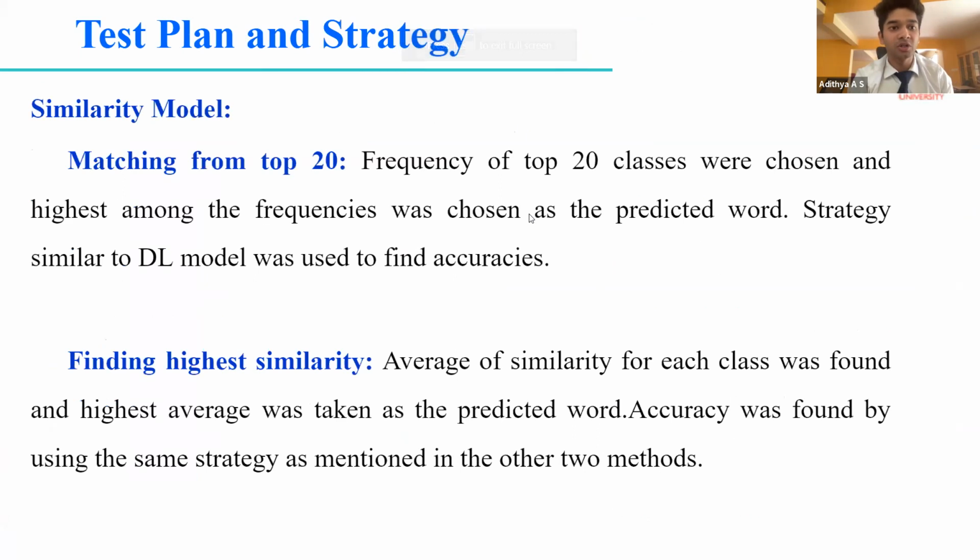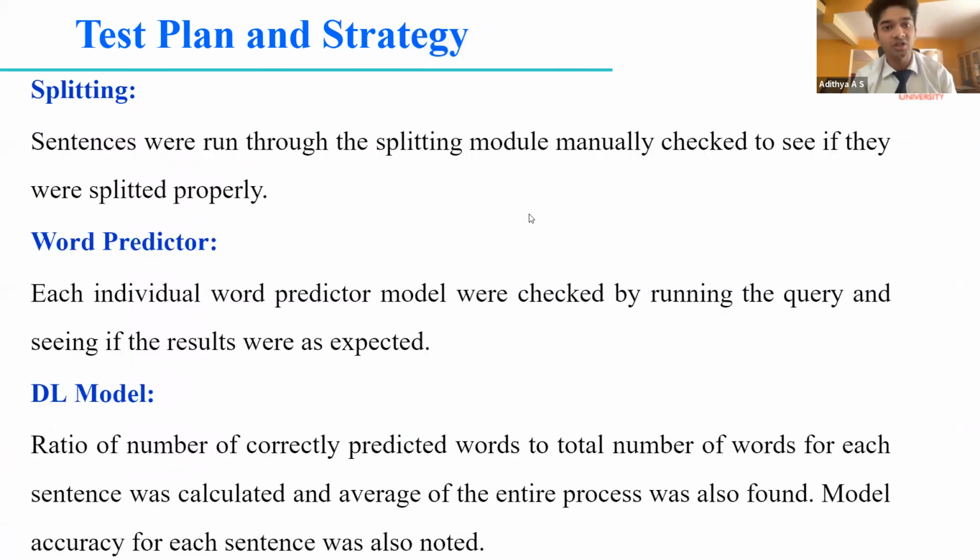We'll now walk you through the test plan and strategies for each individual model that we've presented. Coming to the splitting module, we ran through all the test cases individually and compared the output to check manually if those words have been split accordingly. We found the accuracy by counting the number of words that were split properly against the ones that were not. Now, coming to the word predictor, we took the accuracy that the model shows, and we also looked at the output results to see if they were as expected.